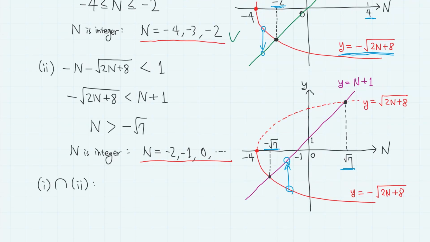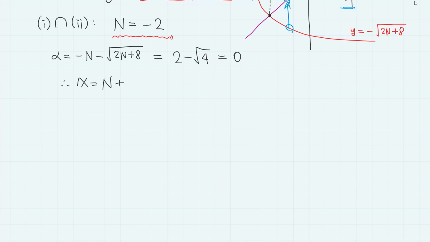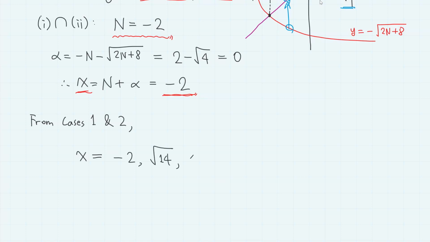So if we look for the common range between these two, we now have n equals negative 2 as the only common value. This gives alpha equals 2 minus square root of 4, which is 0 again. So x is n plus alpha, so it is negative 2. Therefore, from cases 1 and 2, if we write all possible values for x in increasing order, we have negative 2, square root of 14, and 4.